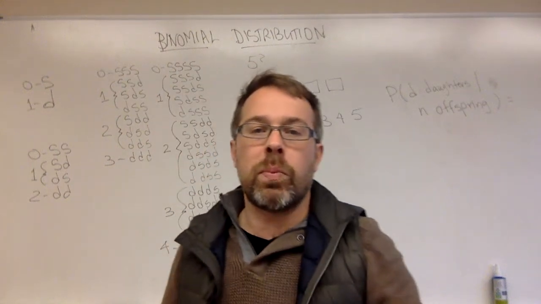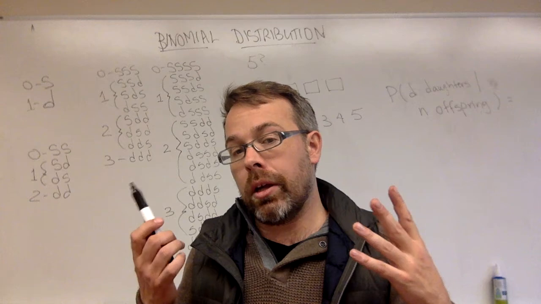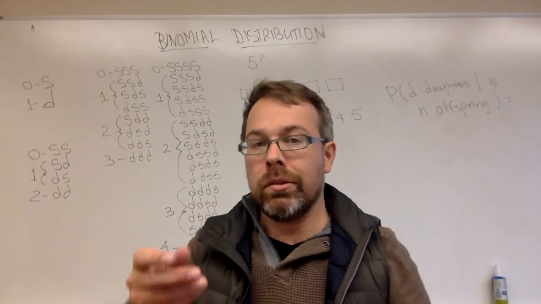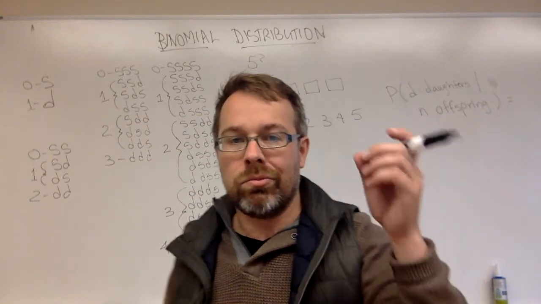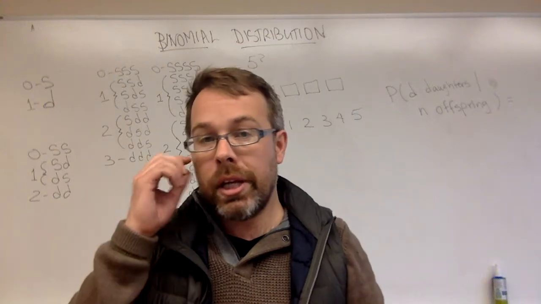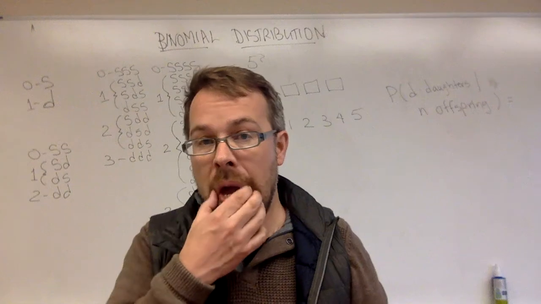In this video, I want to talk about the binomial distribution. The binomial distribution is the way that we're going to calculate the probability of something happening i times out of n trials. Like if we flip a coin 10 times, what's the chance that we get 5 heads? What's the chance we get 3 heads? What's the chance we get 7 heads?